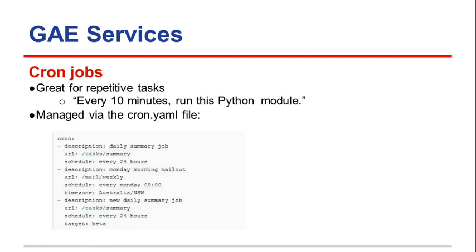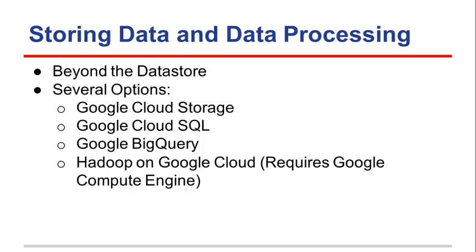Then we have the Google App Engine service cron. A cron job is used to perform repetitive tasks, for example every 10 minutes your Python module will be run. It is managed via the cron.yaml file. Beyond the data store, there are several options like Google Cloud Storage, Google Cloud SQL, Google BigQuery, and Hadoop on Google Cloud.